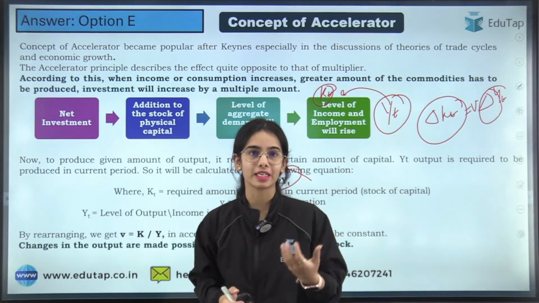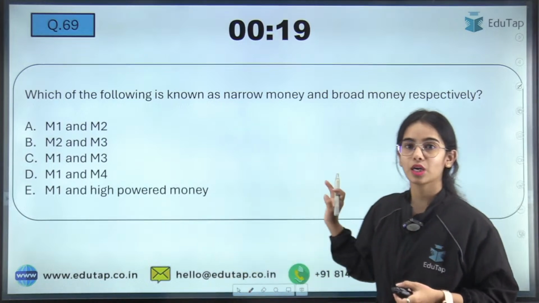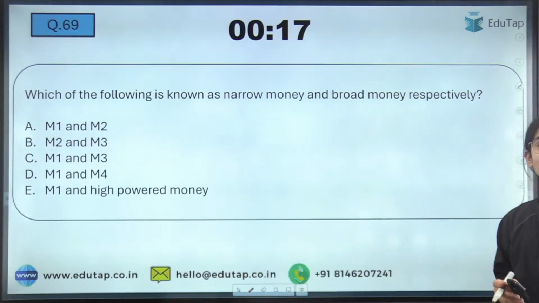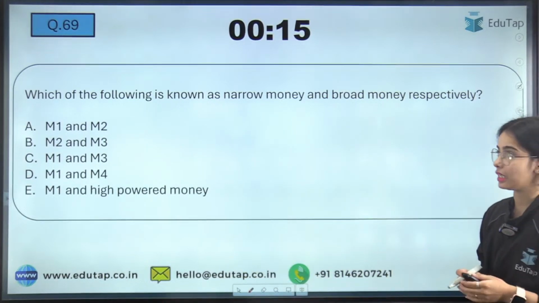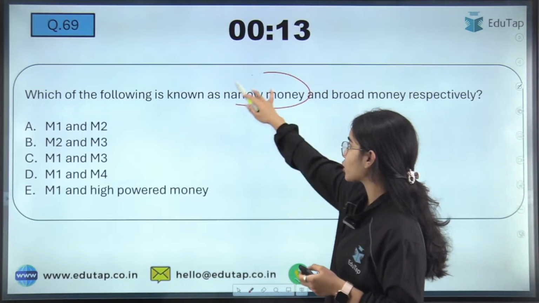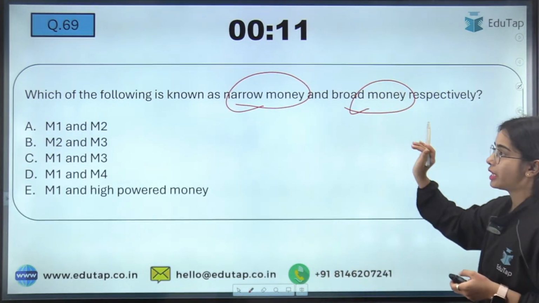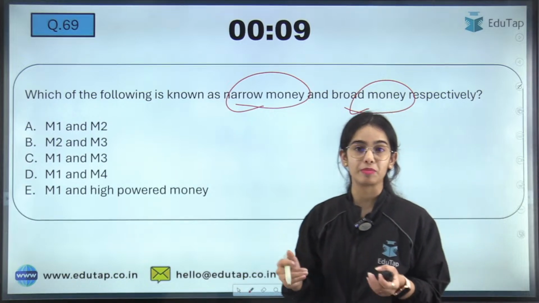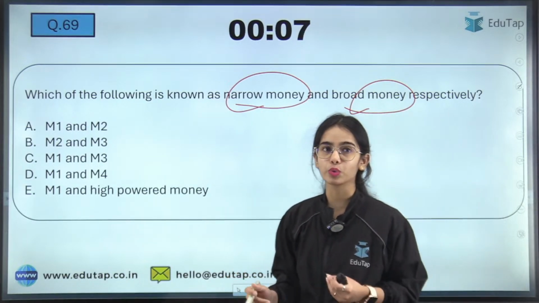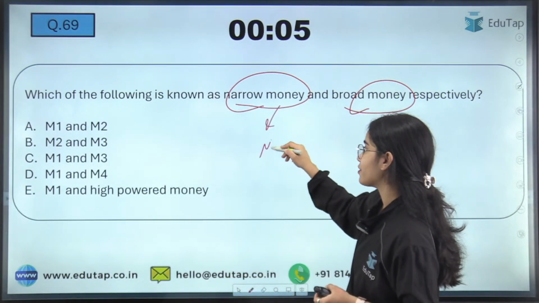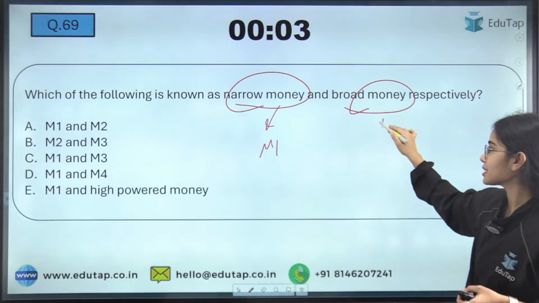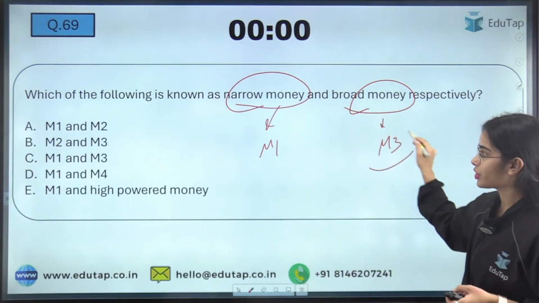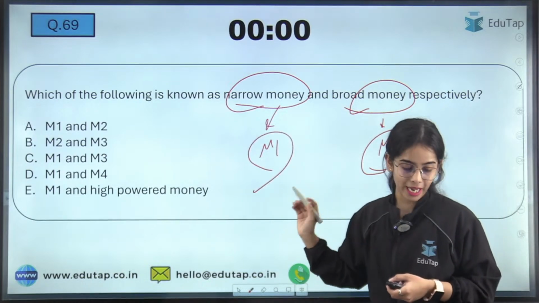Okay, so that is net investment. Now try to answer this. Which of the following is known as narrow money and broad money? So in our country, which is known as narrow money and which is known as broad money among M1, M2, M3, M4? I hope all of you know that narrow money is M1, and broad money is M3.